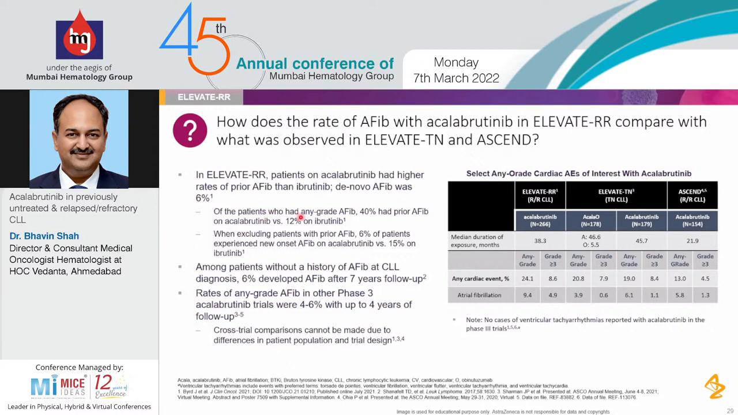Of the patients who had any grade atrial fibrillation on the acalabrutinib-containing arm, 40% had prior atrial fibrillation versus 12% in the ibrutinib arm. And when we exclude the patients with prior atrial fibrillation, 6% of the patients experienced new-onset atrial fibrillation on the acalabrutinib arm versus 15% on the ibrutinib arm.